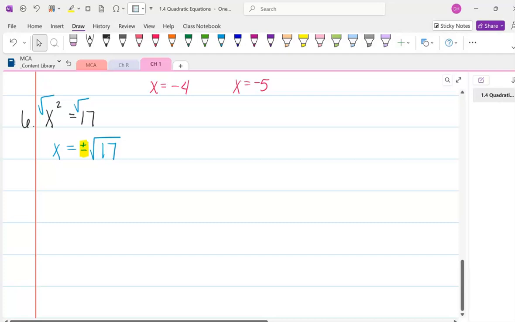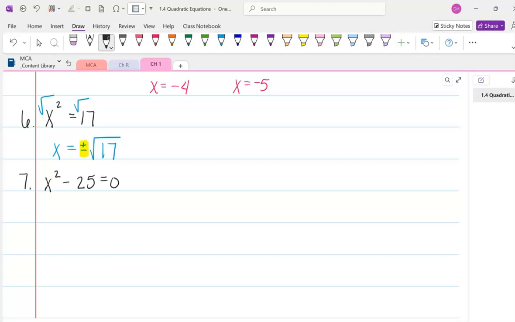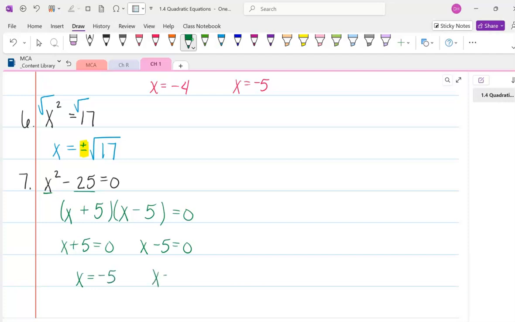Number 7. We'll do x squared minus 25 equals 0. So there's two ways that we can go about solving this. The first way is to use the fact that x squared is a perfect square and then 25 is a perfect square. So I put x first in both, 5 last in both. 1 gets a plus, 1 gets a minus, set equal to 0. And then we can separately set them equal to 0. We get x equals negative 5, and then x equals positive 5. So I could solve it that way.